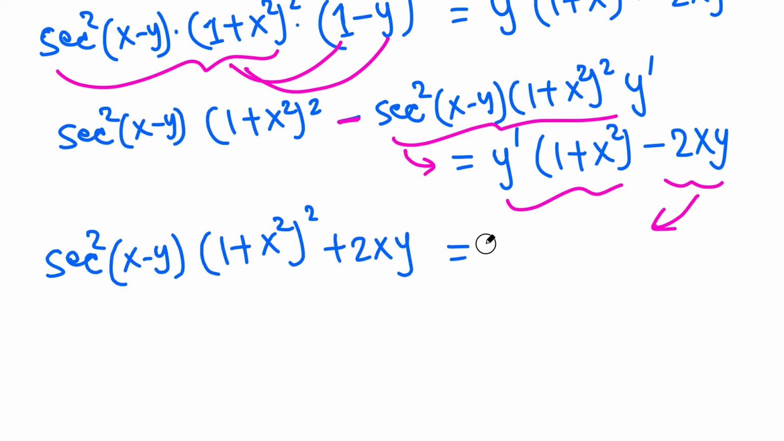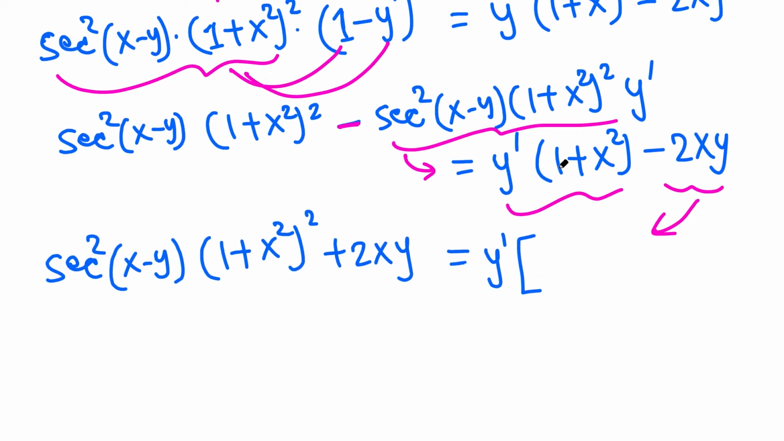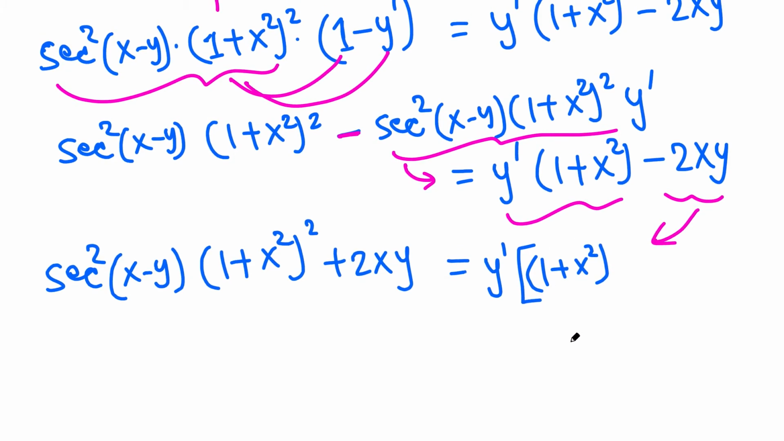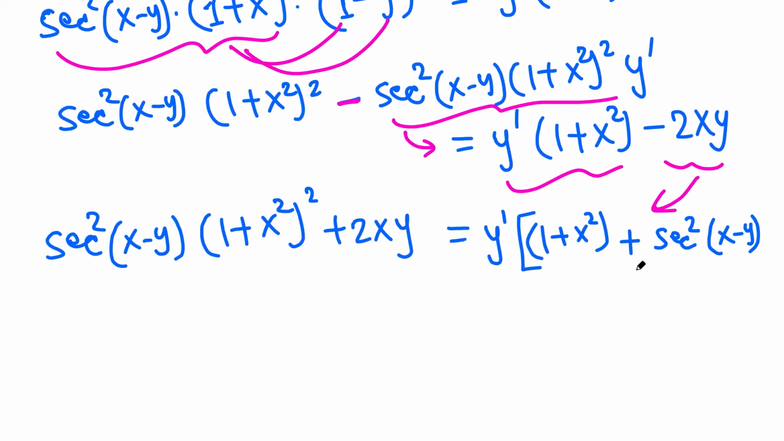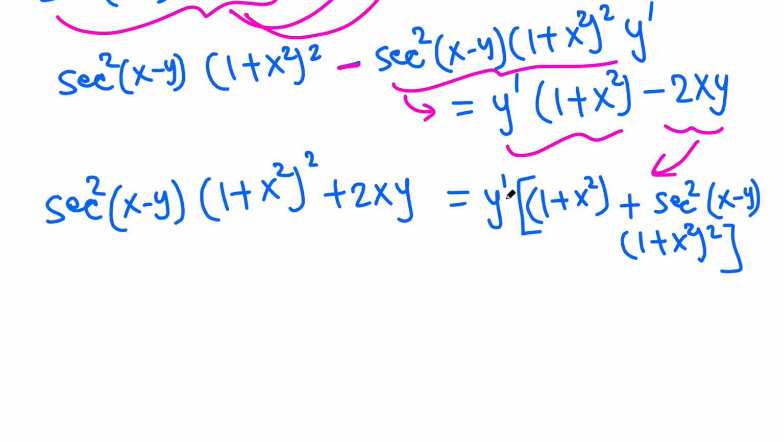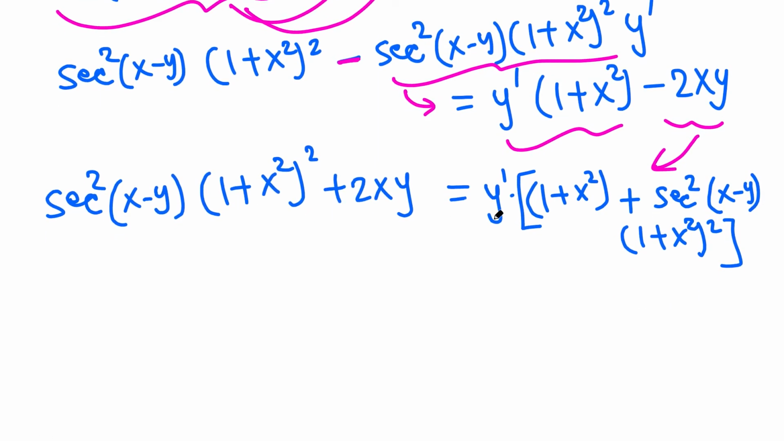From these two terms we can factor y prime out. That's what we are trying to do. That leaves here 1 plus x squared. Okay, and when we move this, then this negative means we are adding plus everything: secant squared of x minus y times 1 plus x squared, squared. So y prime times the junk equals this. Then y prime is just whatever we have on the left hand side divided by this.